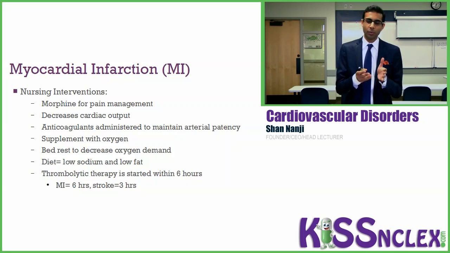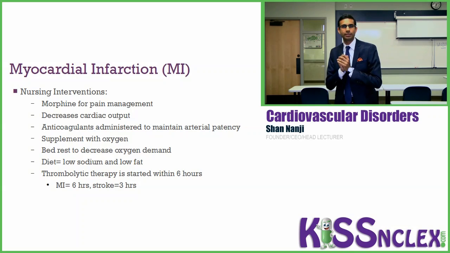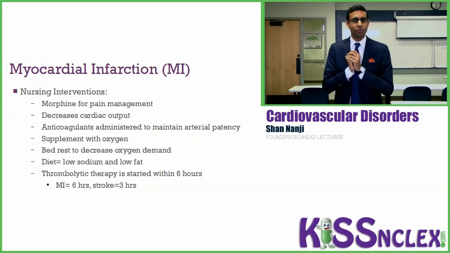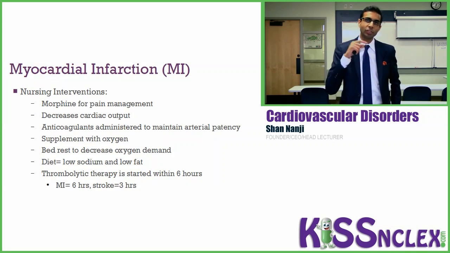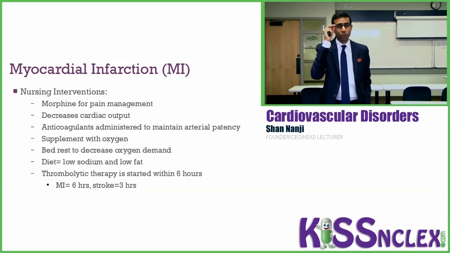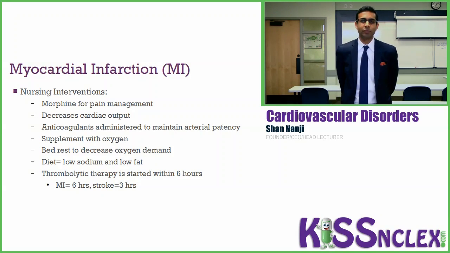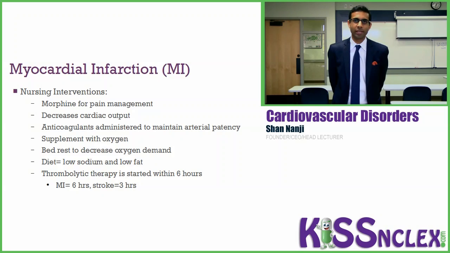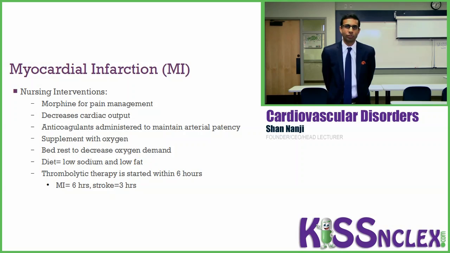And then if you can catch this within 6 hours of the MI, okay, you're going to give a thrombolytic therapy. These drugs like alteplase and tPA, those types of thrombolytic drugs, okay? If it's an MI, it needs to be within the first 6 hours. If it's a stroke, within the first 3 hours, okay? So thrombolytics within the first 6 hours of an MI, 3 hours of a stroke. And the way I remember that, a stroke is 1 word, so that's 3. MI is 2 words, so multiply that by 2 and you have 6, okay? So 6 hours with an MI, 3 hours with a stroke.